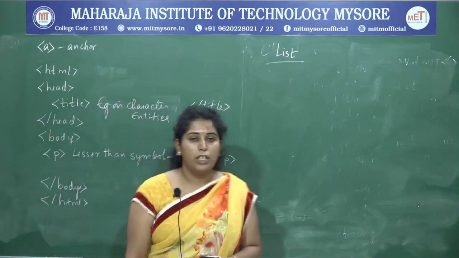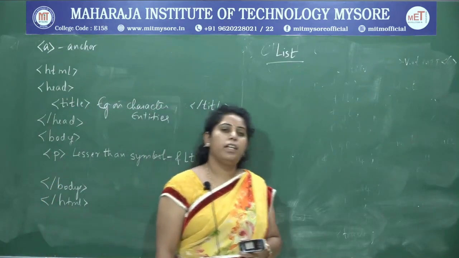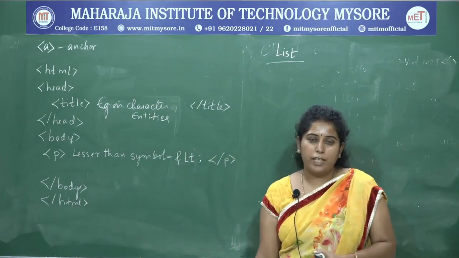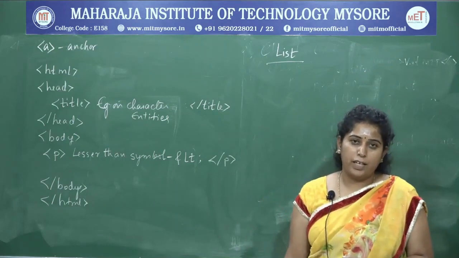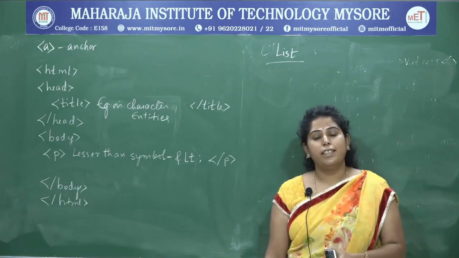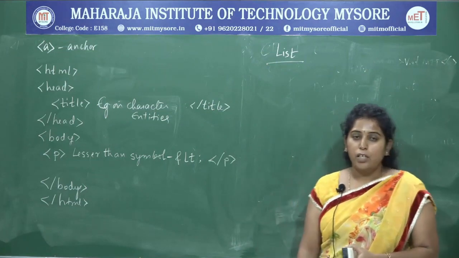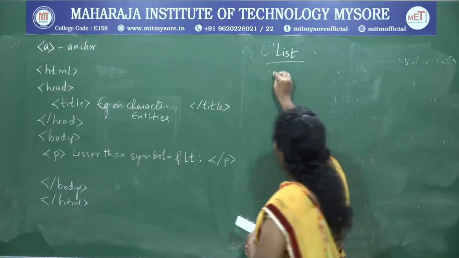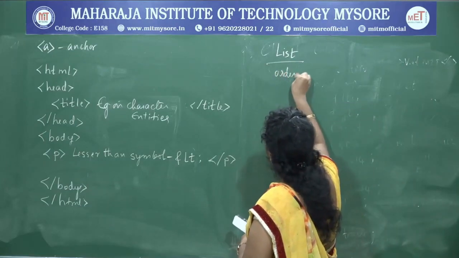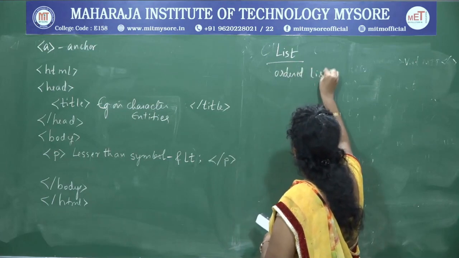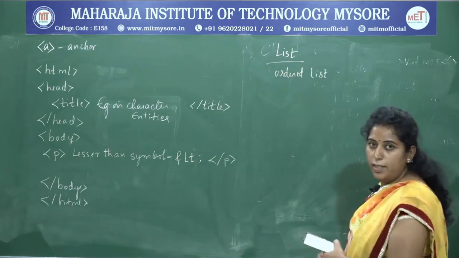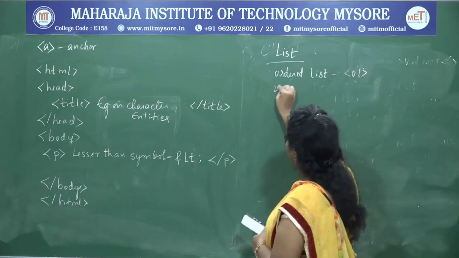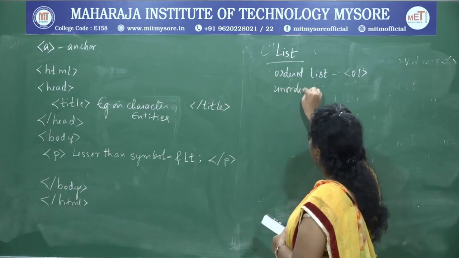So the next topic is about lists. What do you mean by a list? We normally make use of a list of items, list of elements, list of data. It is a collection of some data, right? So how can this data be organized? There are three types. One is the ordered list. For ordering the list items, we use a tag called OL. The second one is the unordered list.